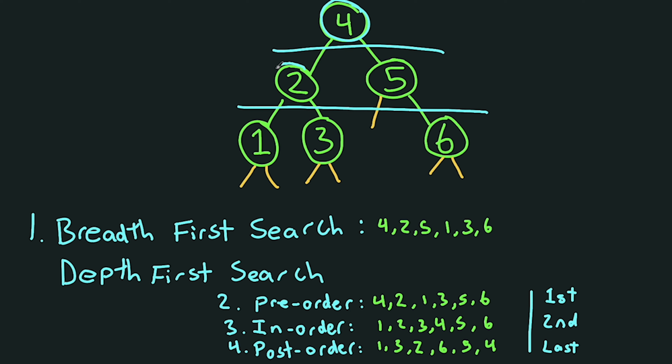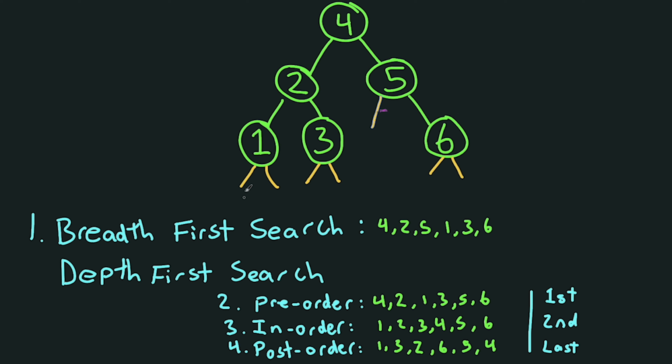Then we move on to 2, then 5. We've now looked at all the nodes in this level, and we can move on to the next level, 1, 3, and 6. And so our order would be, if we're going from left to right, which is the conventional way of doing things, you can go from right to left as well. But from left to right, it is 4, and then 2, 5, and then 1, 3, 6. So 4, 2, 5, 1, 3, 6. So that is breadth first search.